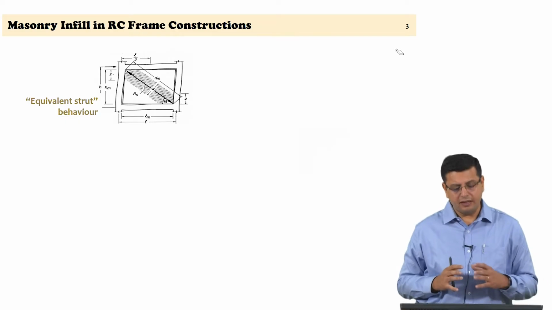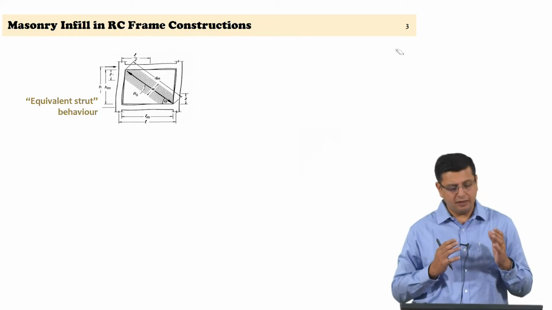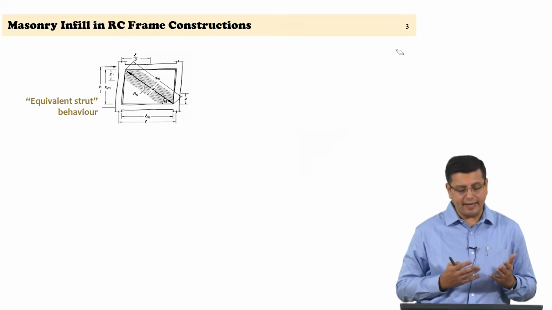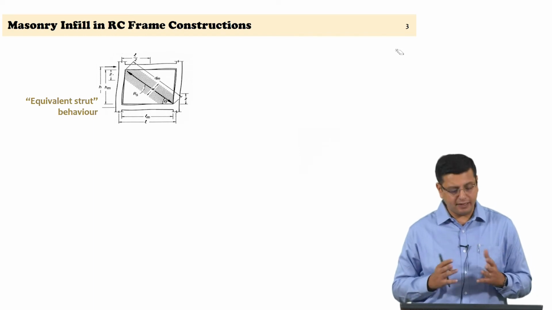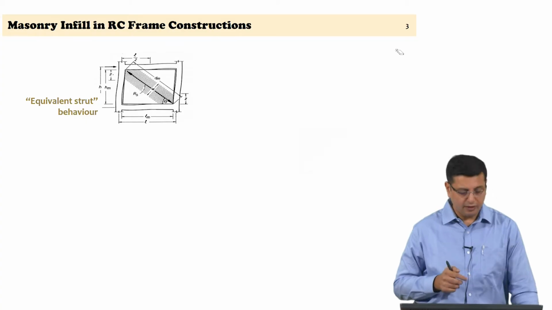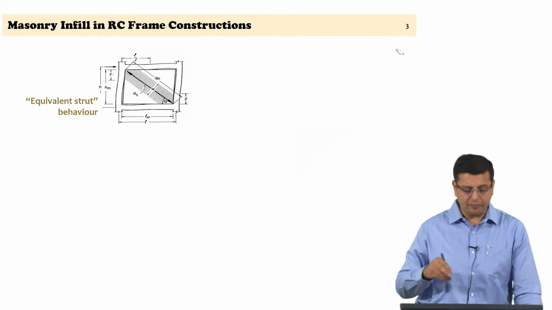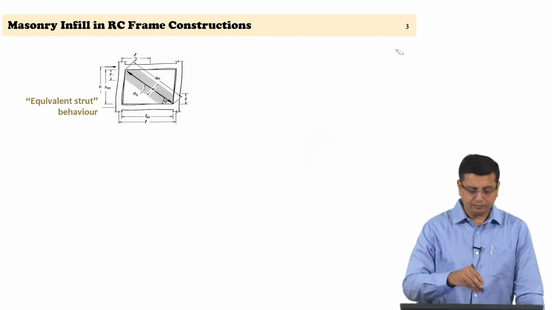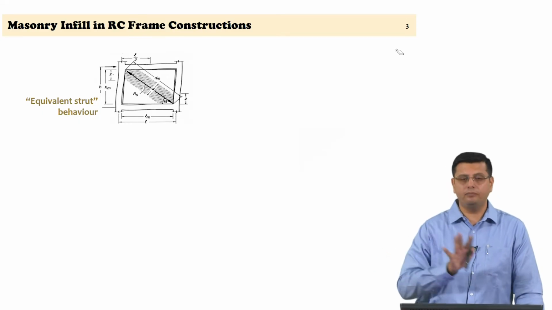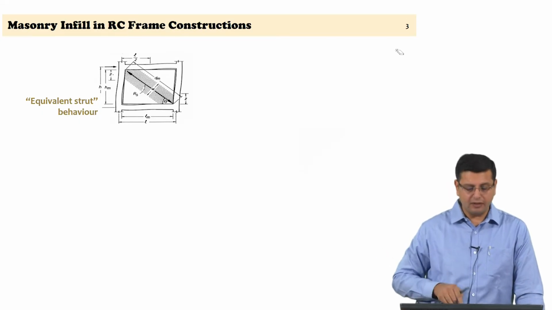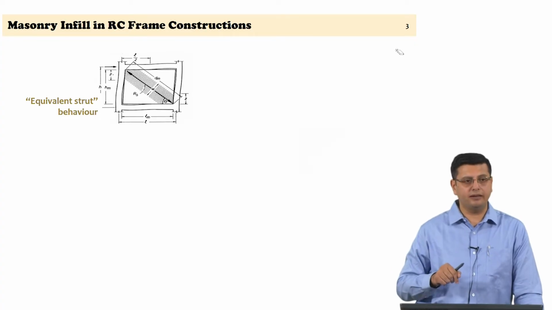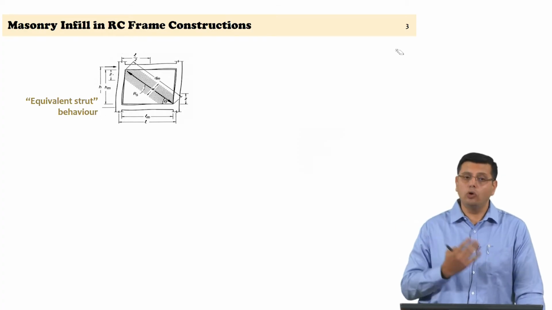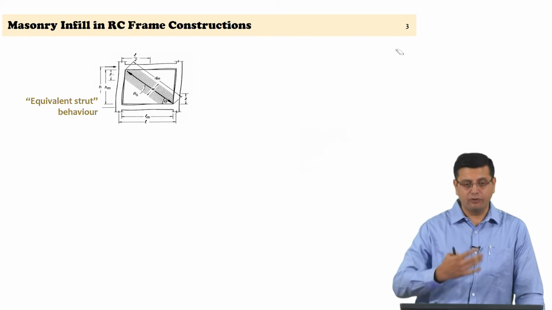So, the general way in which the panel is expected to behave when there is a lateral deformation of the frame is by the consideration of an equivalent strut behavior. So, let us assume a reinforced concrete frame made out of the column and the beams within one panel, expected to deform due to the effects of the lateral force. The masonry infill panel, which is stiffer because of the in-plane effect that we are looking at, will have lower deformations compared to the reinforced concrete frame.